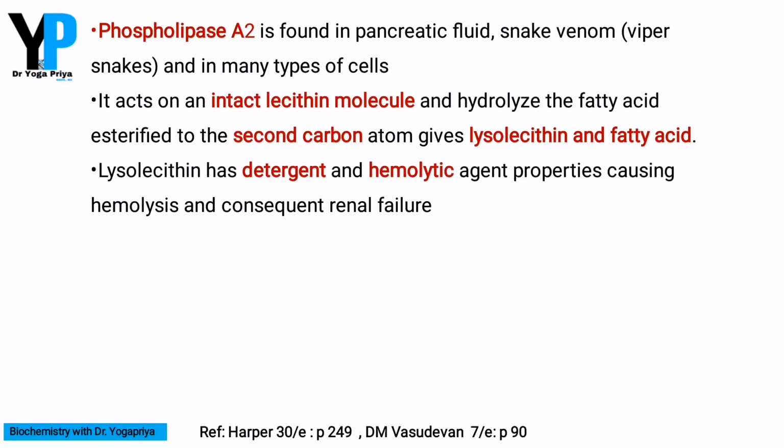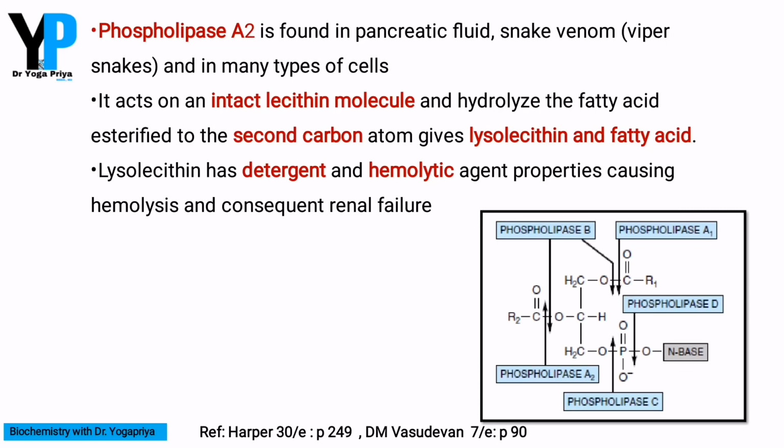So what are phospholipases? Phospholipases mainly hydrolyze the PDE bonds, that is, phosphodiester bonds of phosphoglycerides, and there are different types of phospholipases. As given in the picture, you can see there are phospholipase A1, phospholipase A2, phospholipase C, phospholipase D and phospholipase B. These different varieties of phospholipases cleave the given phospholipid at a specific site.